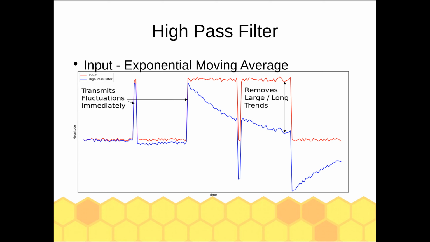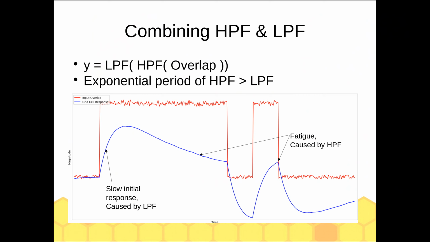This is a diagram of a high-pass filter. It uses an exponential moving average as well. The high-pass filter allows all changes to the input to pass through it immediately, but persistent inputs are removed, and over a long period of time the output of the high-pass filter tends towards zero. Here we see the combined low and high-pass filters. The result includes aspects of both of the filters.